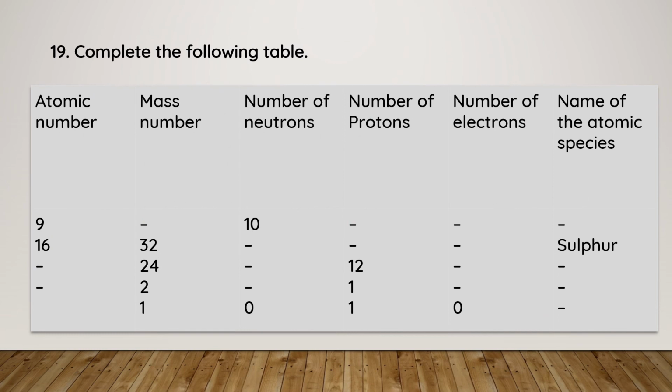And the last question. Complete the following table: atomic number, mass number, number of neutrons, number of protons, number of electrons, name of the atomic species. Atomic number is 9. Number of neutrons given is 10, and number of protons is the same as atomic number, so 9. Number of electrons is also 9. Mass number is neutrons plus protons, so 19. Atomic number 9 is fluorine. This table you can complete at home.